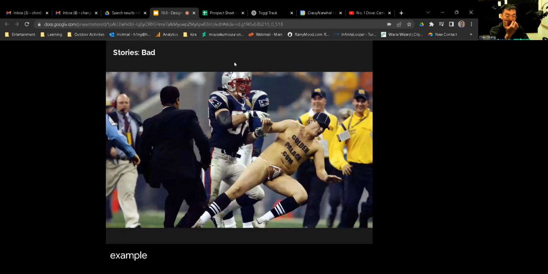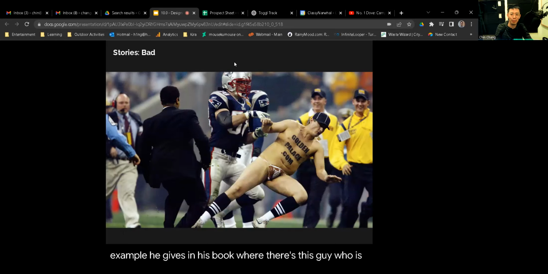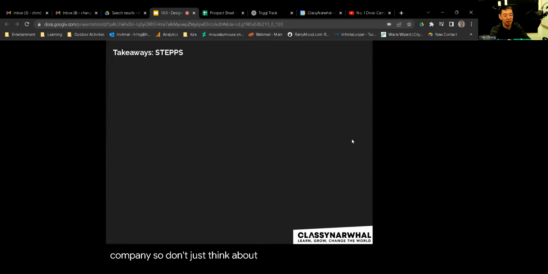This is one example he gives in his book, where there's this guy who is famous for streaking games, Mark Roberts, and people remember the streaking incidents he has, running naked through the field during a game, but they don't ever associate the company sponsoring him, GoldenPalace.com, a casino company. So don't just think about those kinds of publicity stunts and do it for the sake of generating buzz. Yes, it might generate buzz. Yes, it might go viral, but no one will remember your brand or your company anyways. So what's the point of doing that then?